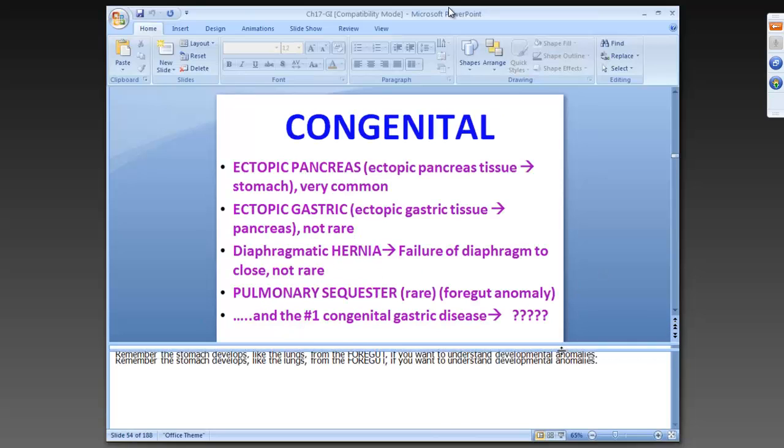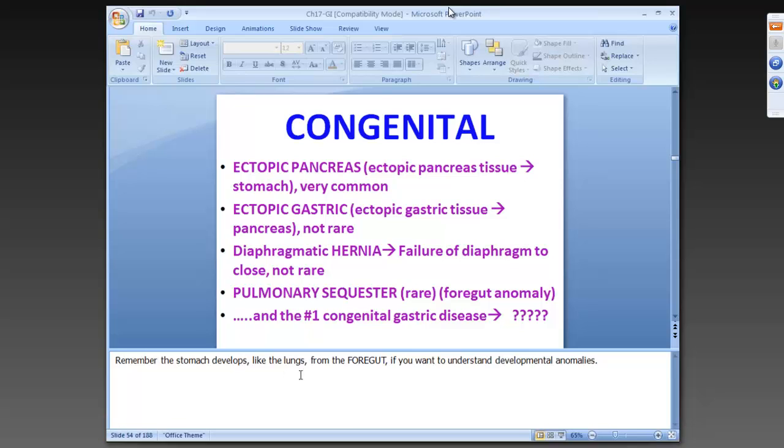Congenital diseases. The stomach develops like the lungs from the foregut, and that's if you want to understand developmental anomalies, which you should, because they're not only important for our class here or for your USMLE studies, but basically for your practice if you're going to specialize in gastroenterology, or if you're heading to a rotation in gastroenterology soon.